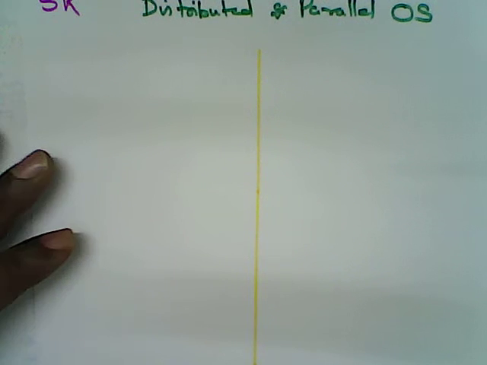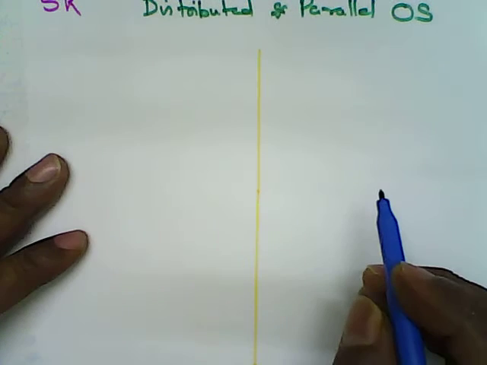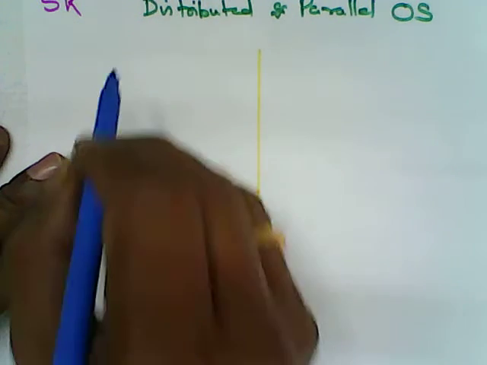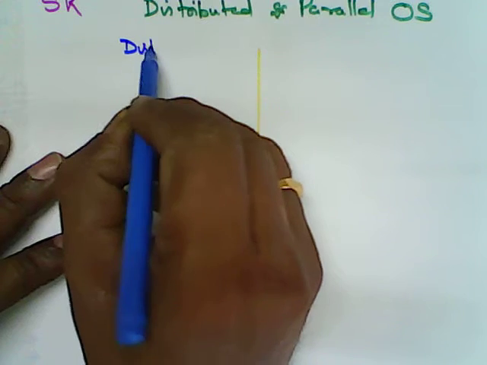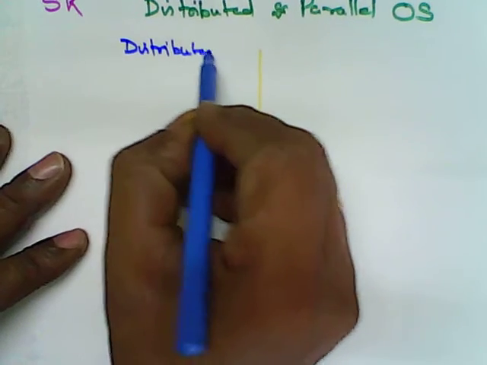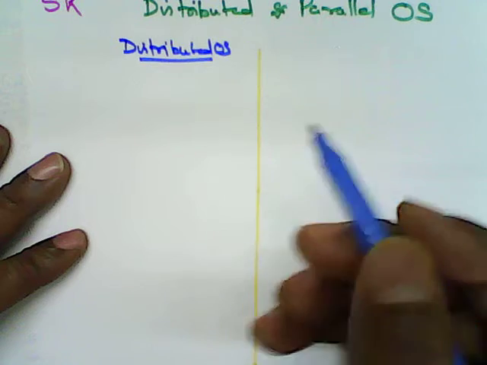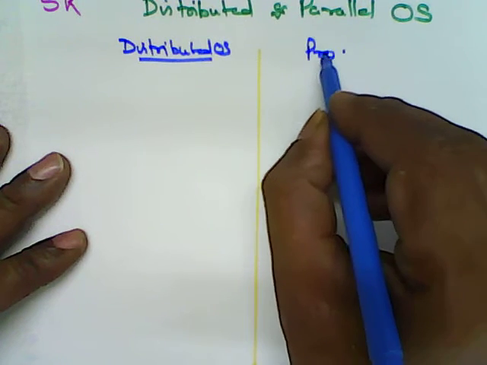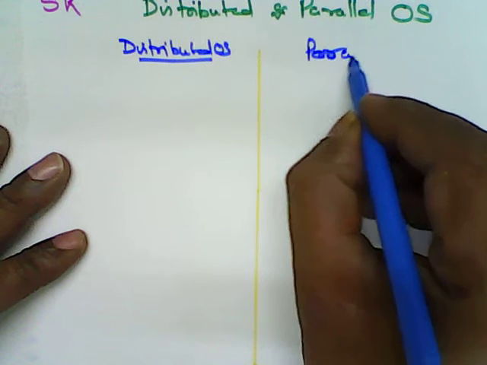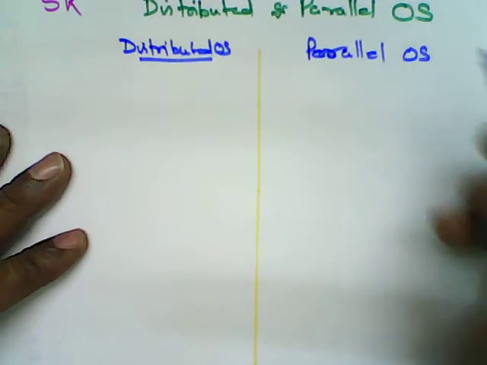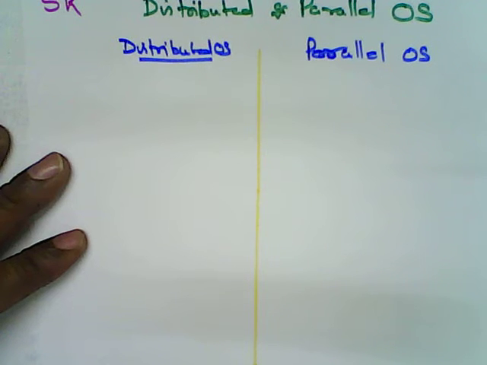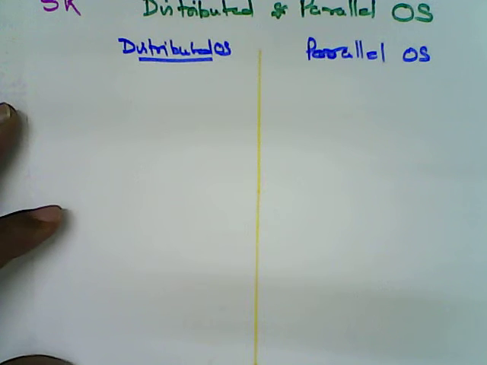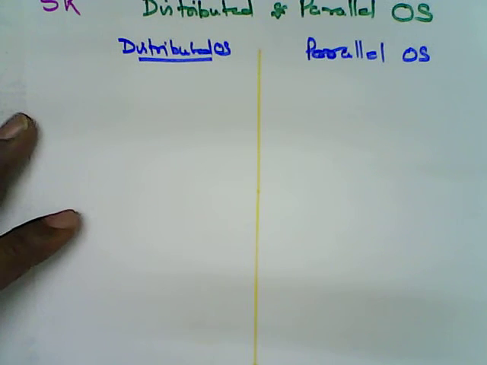Dear students, today we will discuss distributed and parallel operating systems. We have seen in the previous video series about the types of operating systems, where I have discussed distributed operating systems. A simple example is the internet.